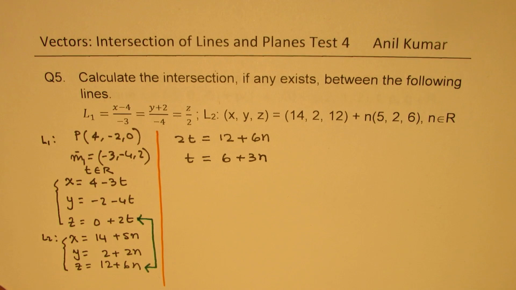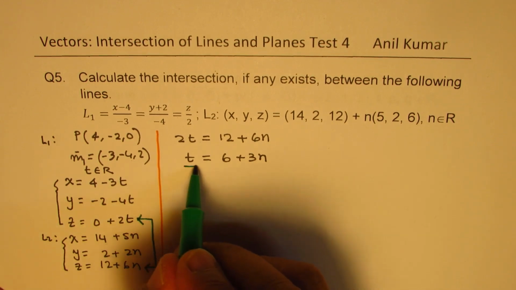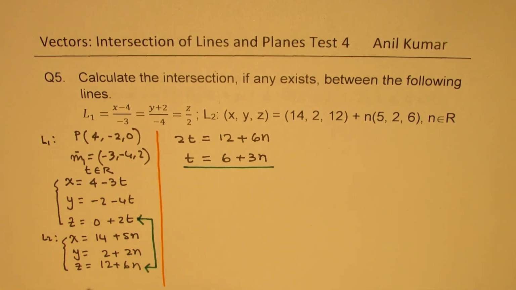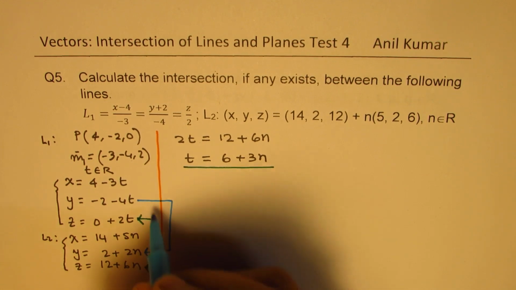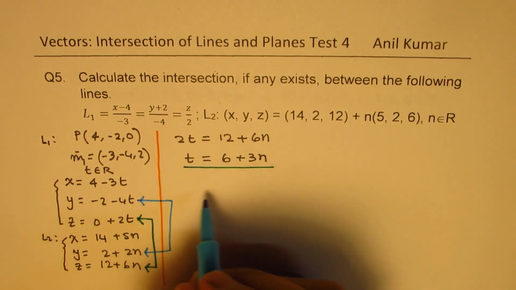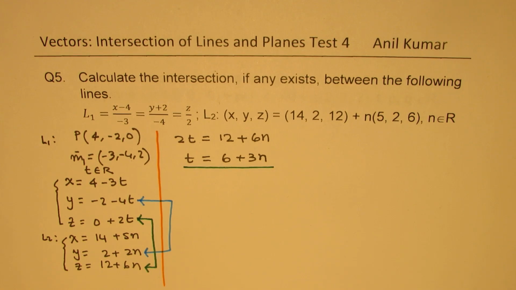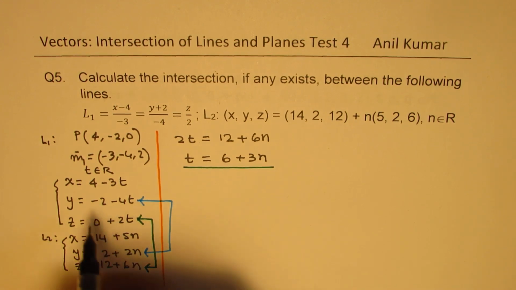Right? So we get our equation t equals 6 plus 3n. Now we can substitute this value of t. We can use the second set of equations, where we substitute t and find the value of n, right? So we'll use this set of equations, and we can write this as: these are the two y points which should be same, right?